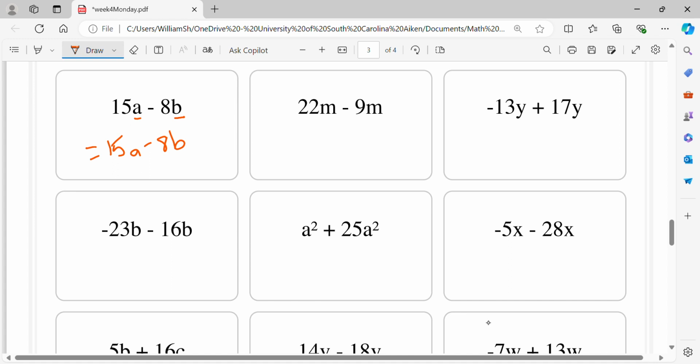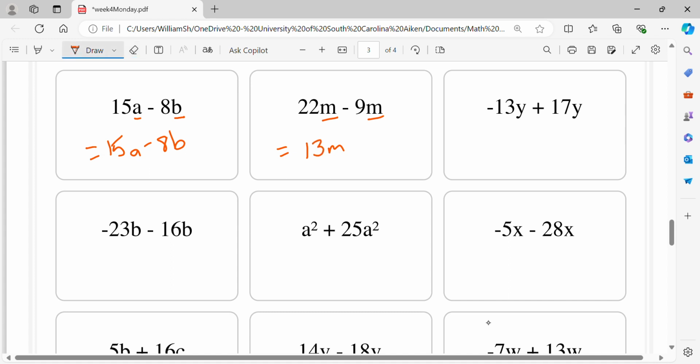Alright. Next one says 22m minus 9m. These do have like terms. The like term here is the m. So 22 minus 9 is going to give us 13m. Okay. Didn't really mean for that to look like a B. So I'll rewrite that just so you can tell.